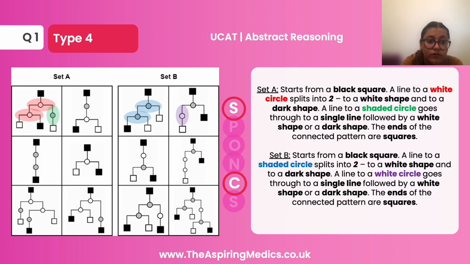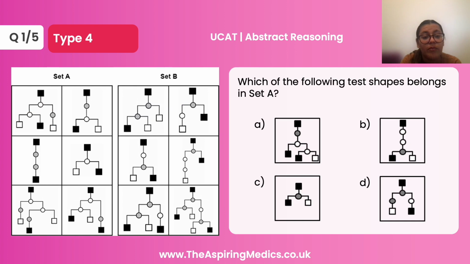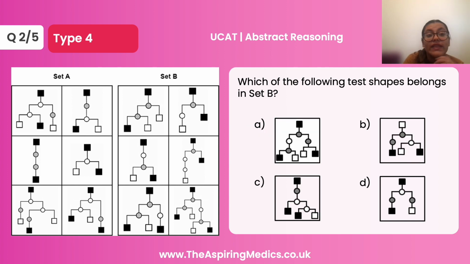So those are all of the rules that we've come across, and keeping that in mind, we need to decide which of these 4 answer choices belongs to set A. So in set A, the grey circles will lead to either a white or dark shape. It'll never split up, and answer choice A is the only one in which that happens.